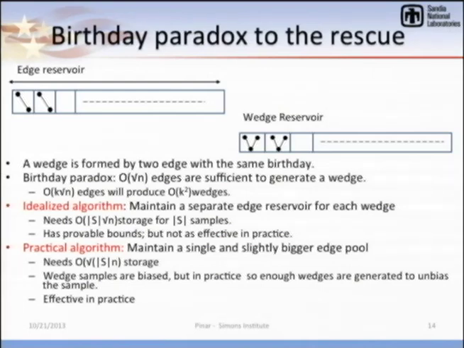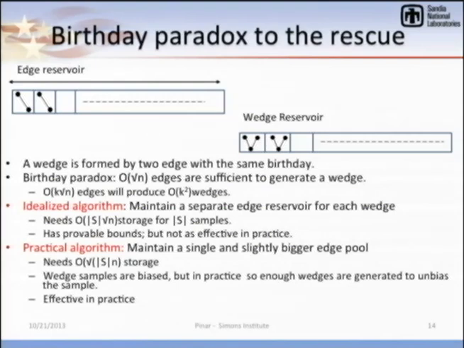And if I want even more, multiply that size by k. If my edge reservoir is k times bigger, I'll generate k squared more wedges. So put one in, you get k squared back as payback. So this is good. I can design two algorithms based on that. Again, everything is based on the birthday paradox. Whenever we're in trouble, we get back to the birthday paradox and use it to quantify things.